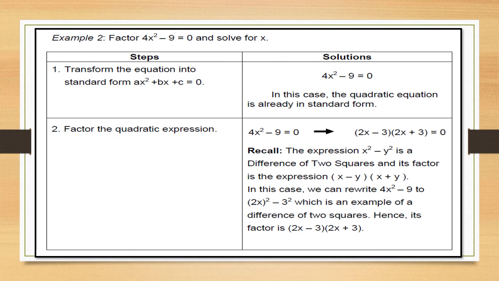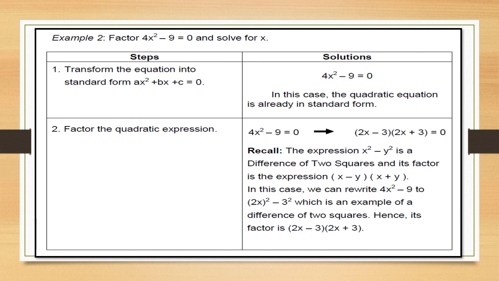Example number 2. Factor 4x squared minus 9 is equal to 0 and solve for x. First, transform the equation into standard form. In this case, the quadratic equation is already in standard form. So we need to factor it. The factors are quantity of 2x minus 3 and quantity of 2x plus 3, then equals 0. Recall the expression x squared minus y squared is a difference of two squares, and its factors are the quantity of x minus y times the quantity of x plus y.